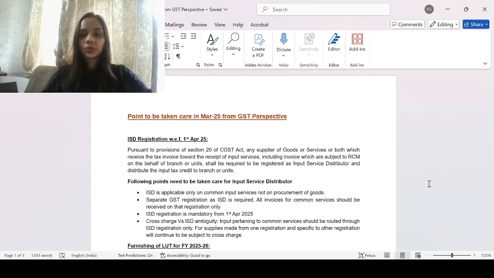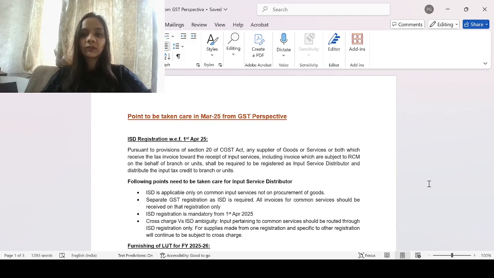We cannot distribute it through the past; we can distribute it through the cross charge. ISD registration is becoming mandatory here, but if we are procuring any kind of goods, then we can still do it through the cross charge, because ISD registration is only and only for services. Suppose we are procuring services that are specific to one registration, not for multiple registrations, then in such a scenario we can do the cross charge instead of the ISD registration.